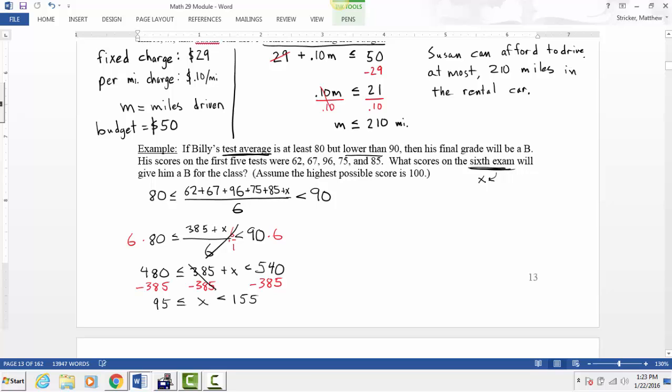So now can Billy get a 155% on his exam score? Well, no, because it says the highest possible score is 100. So Billy needs a score of 95 or higher, but the highest he can go is really 100, right? Billy needs to score 95 to 100 to earn a B in the class.